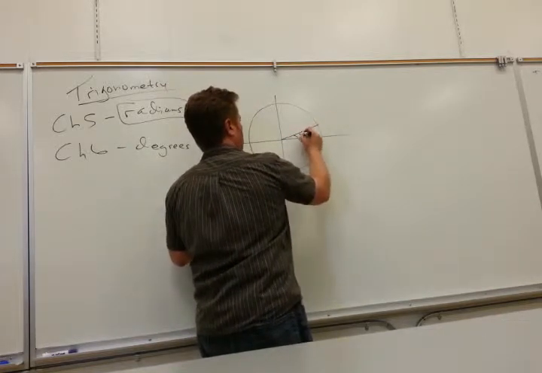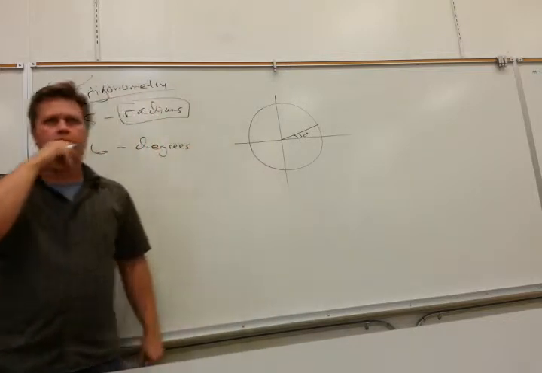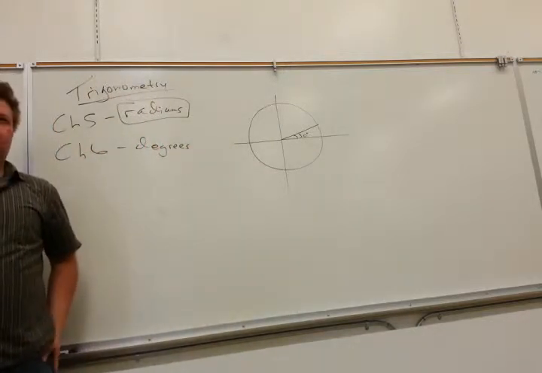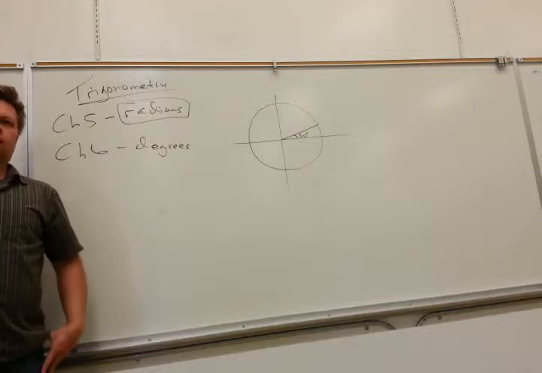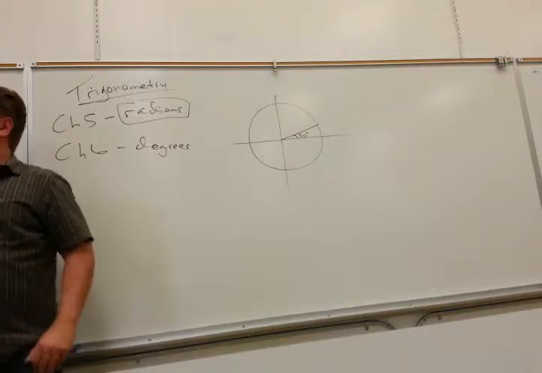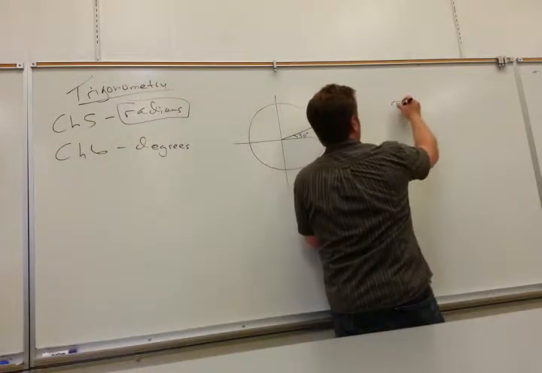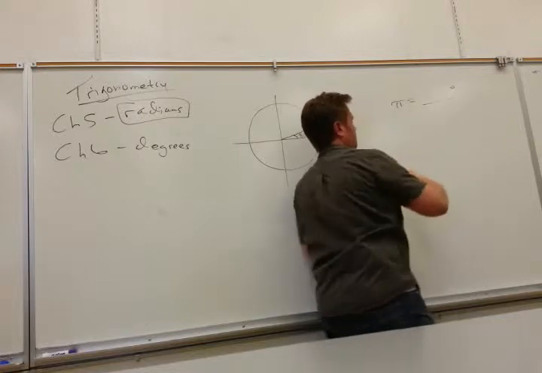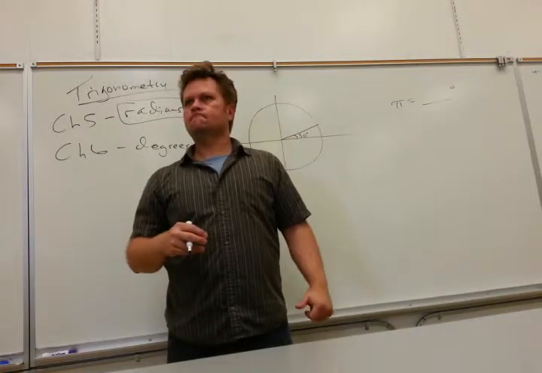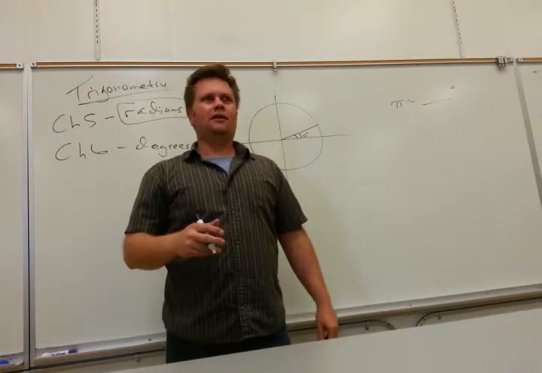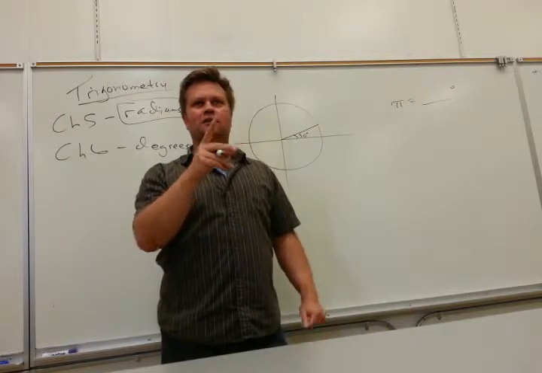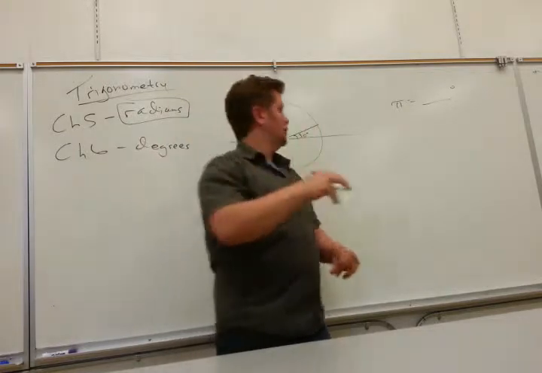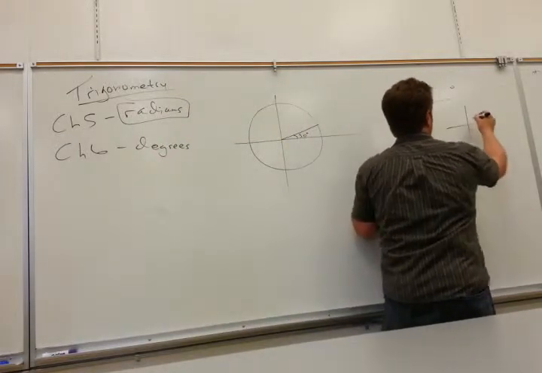If I'm at 30 degrees, how many radians is that? No, it's 30 times pi over something. So what's pi in degrees? 180. It's 30 times pi over 180. Now it makes sense. So think about this.